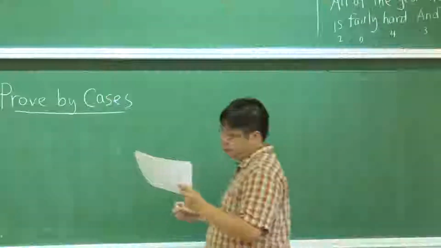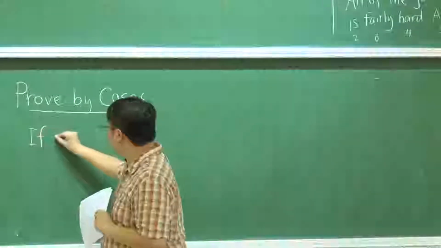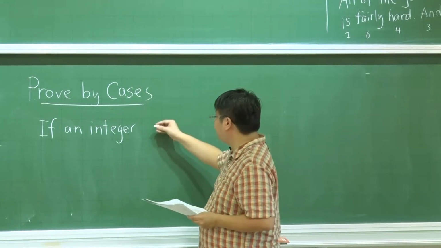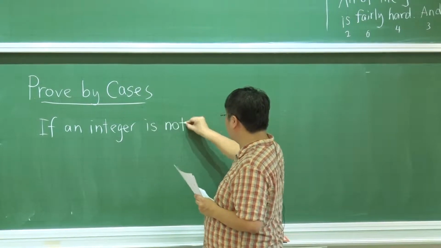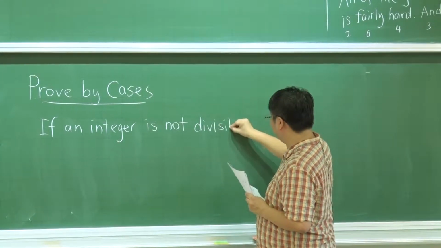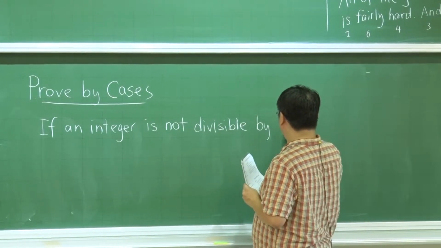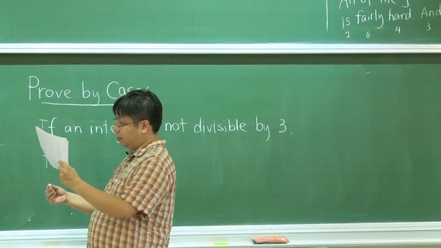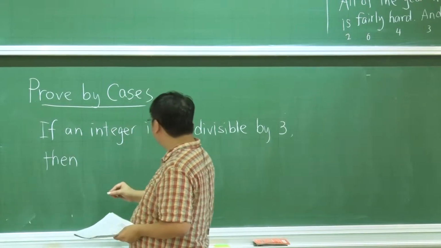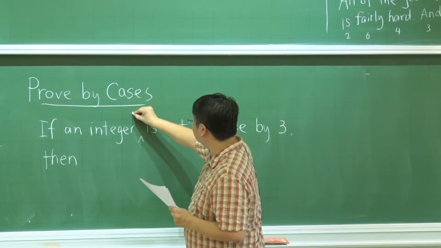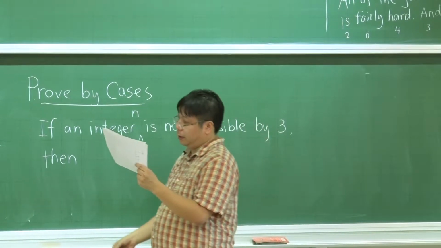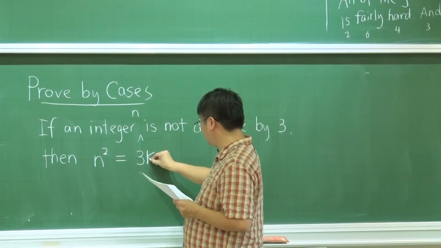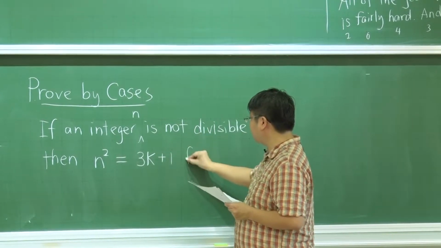So it says, if an integer is not divisible by 3, then the square of this integer, let's call it n. If an integer n is not divisible by 3, then n squared must be equal to 3k plus 1 for some integer k.